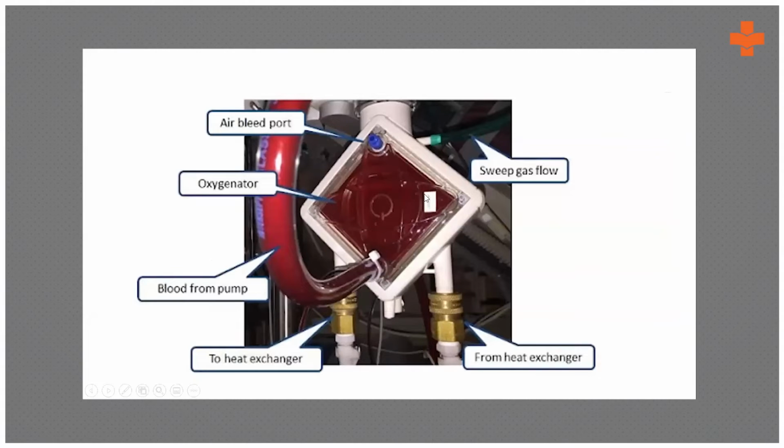This is how a membrane oxygenator looks. So you have the blood from the pump going inside, going into the membrane oxygenator, and the blood going out of the oxygenator.